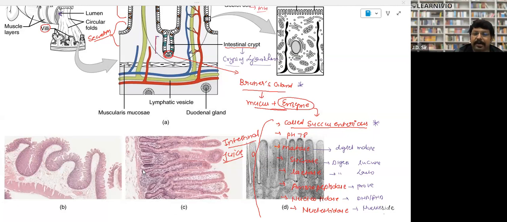Next point. Intestinal crypts secrete mucus, that is a gel-like substance. Next, Brunner's gland secretes mucus plus enzyme. Full stop. The enzyme of Brunner's gland is called succus entericus.